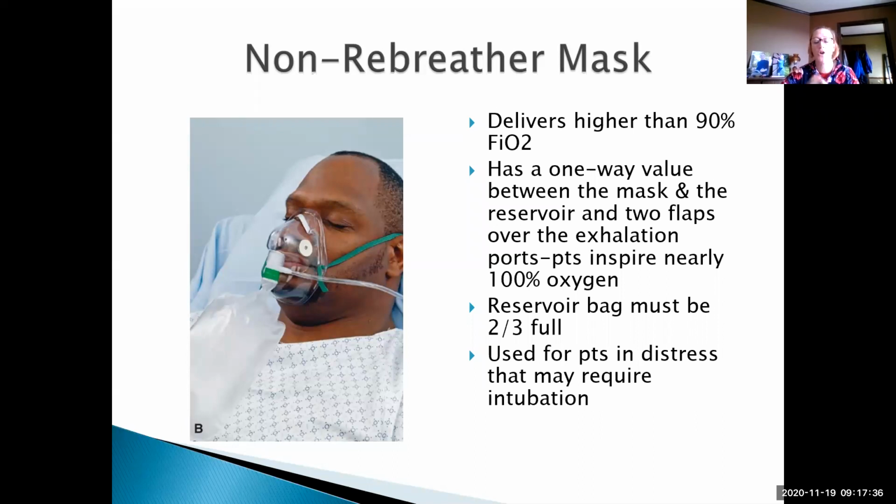Our non-rebreathers, since they are getting almost 100% oxygen, are usually for patients that are in severe distress. Again, back to that oxygen toxicity, you just really don't want to be giving 100% oxygen any longer than you have to. So if they're in severe distress and maybe getting ready to be intubated or something like that, you might get them on this 100% non-rebreather. But other than that, you don't just want to routinely put someone on a non-rebreather mask for a very long period of time, because you definitely want to be troubleshooting and figure out why they are desatting so much.